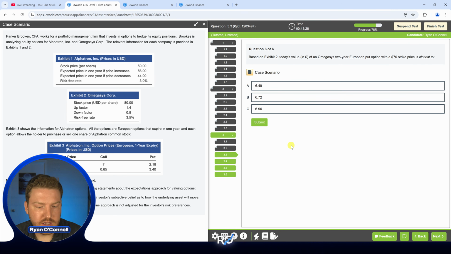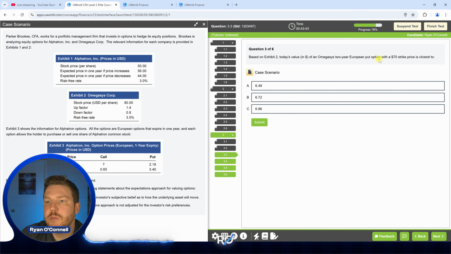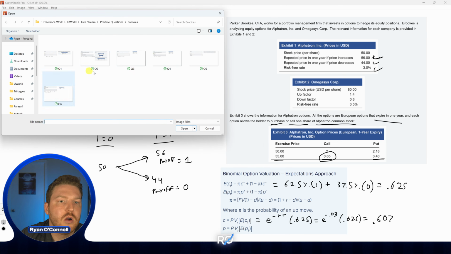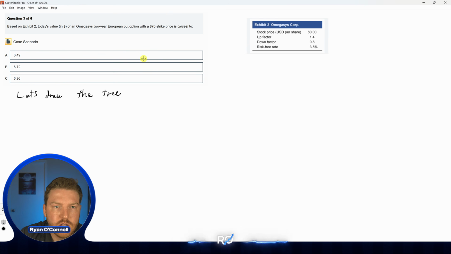So let's move on to the next question, which is question 3 that says, based on exhibit 2, today's value in US dollar of this company's 2-year European put option with a 70 strike price is closest to, and then we have these 3 options. So let's go open up this one. I believe it was question 3? Yeah. Okay. So now we're going to have to draw out a tree.